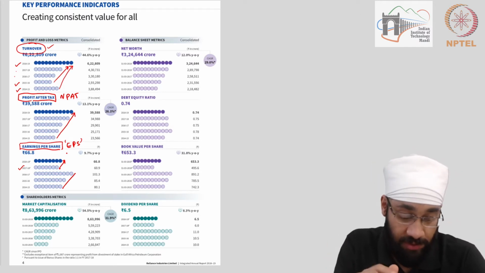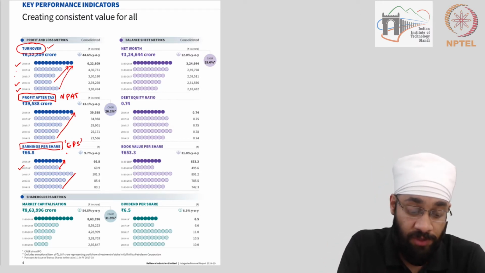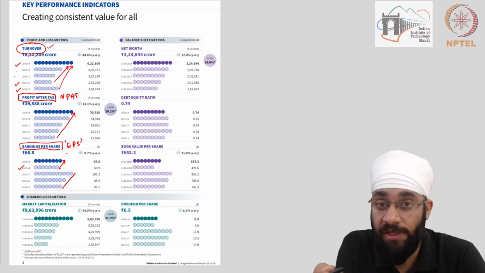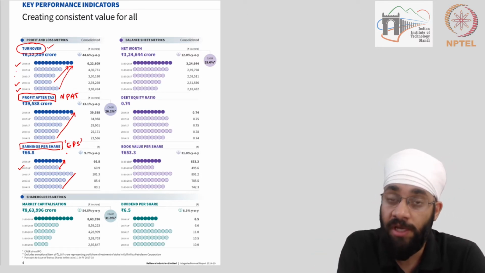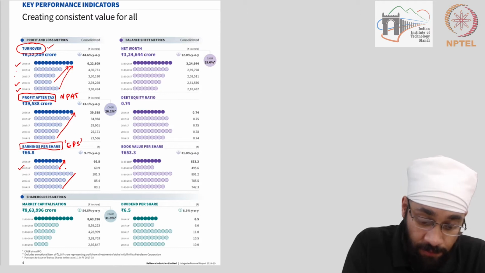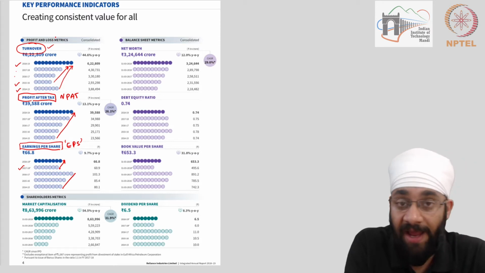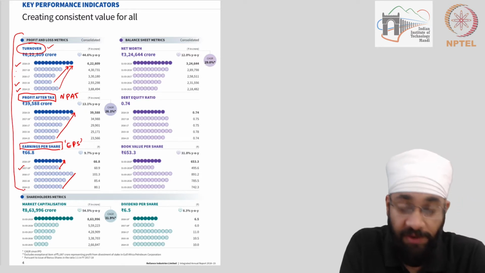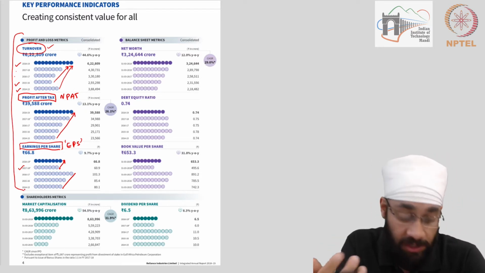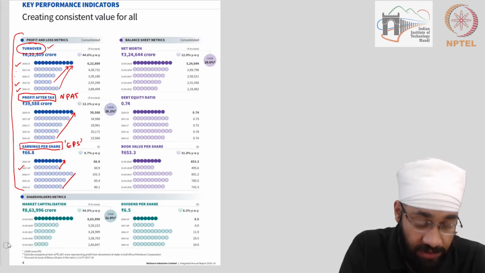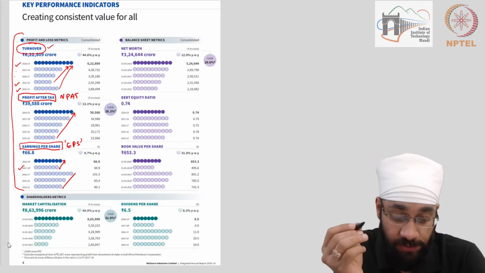Earning per share is something that we are already familiar with. Earning per share is the earnings available to the equity shareholders divided by the total number of equity shares issued by the company. So these are profit and loss metrics. So this section shows profit and loss of the company, key indicators which the company thinks are important. Of course, there are other indicators which are shown in the balance sheet as well.